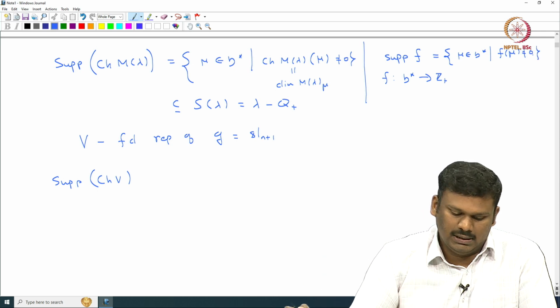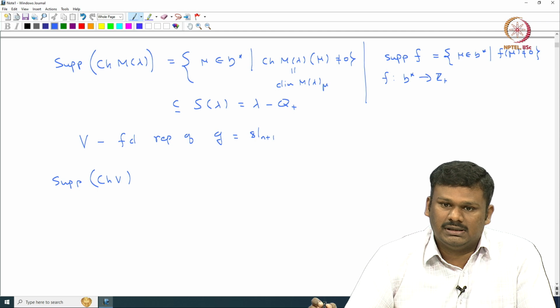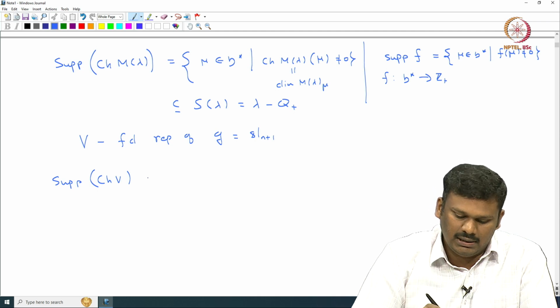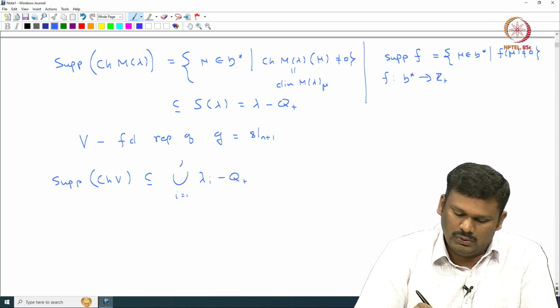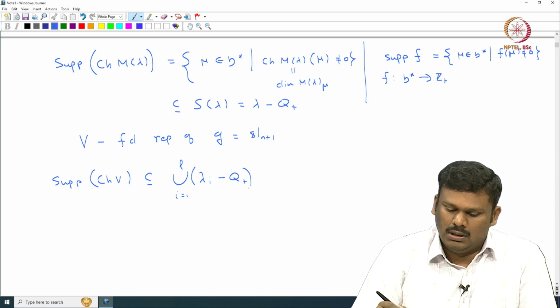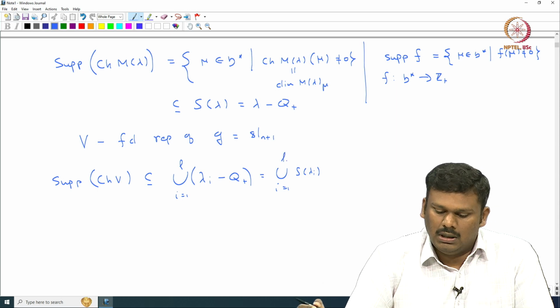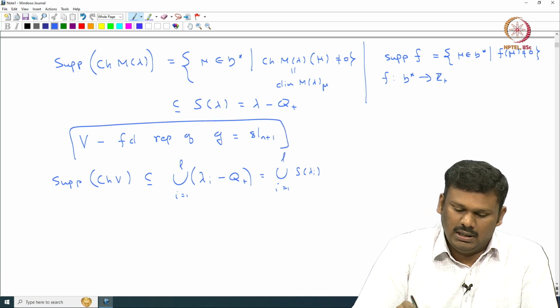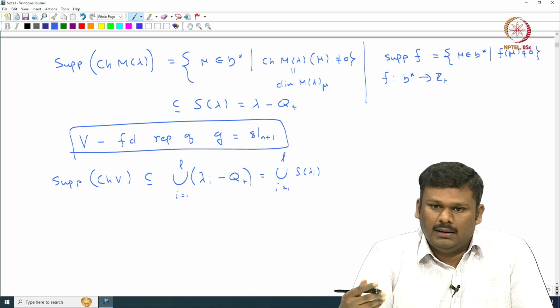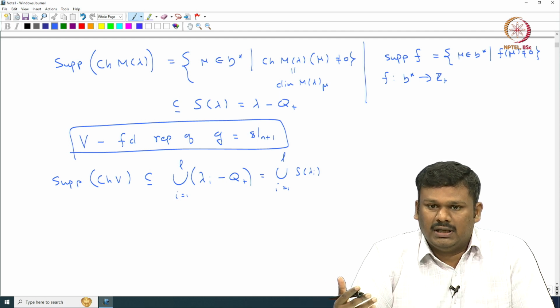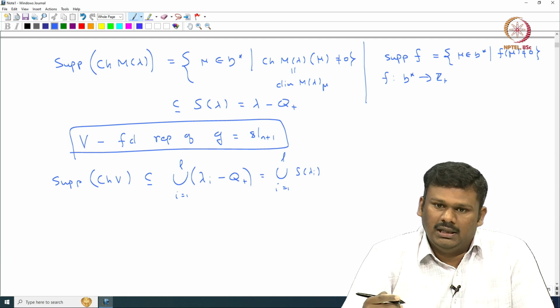Okay. So, the support of the character of V for any finite dimensional representation, modulo this complete reducibility, you can see is indeed contained in a union of finitely many cones, I ranging from 1 to n. That means this is the union of S of lambda i, i ranging from 1 to n. So, this suggests that if we are interested in defining this character ring, we can look at those functions that are supported on a finite union of cones bounded above by some lambda i's.